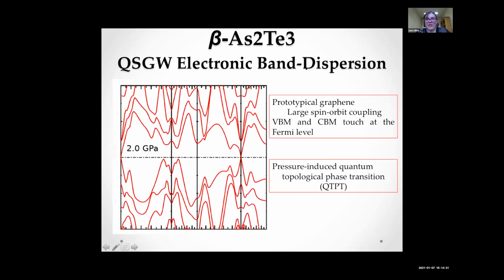So yeah, it's just a zoom of the 2 gigapascal system that I showed before. We can clearly see a Dirac cone, and this is what they call a prototypical graphene system, with large spin orbit coupling, in which the valence and the conduction bands touch at the Fermi level. So this would be what we call the pressure-induced quantum topological phase transition.